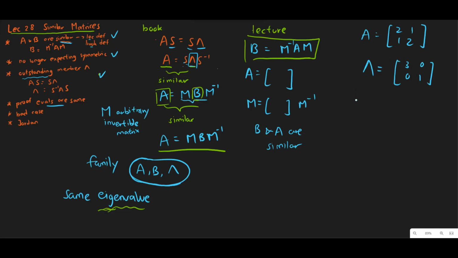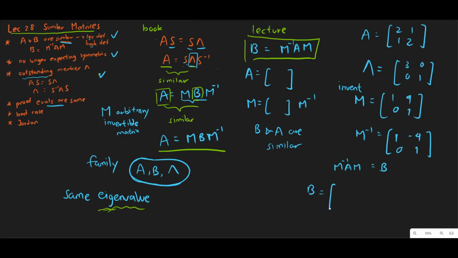And here let's just invent a matrix M, right? Matrix M to be 1, 4, 0, 1, and then the inverse of that is 1, minus 4, 0, 1. And then if you do this multiplication of M inverse A M, you will end up with a matrix B, which is minus 2, minus 15, 1, 6.